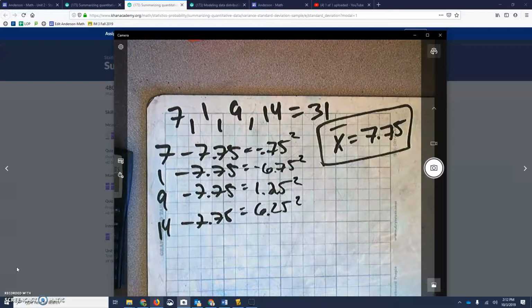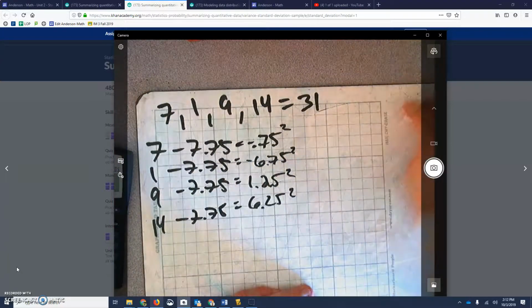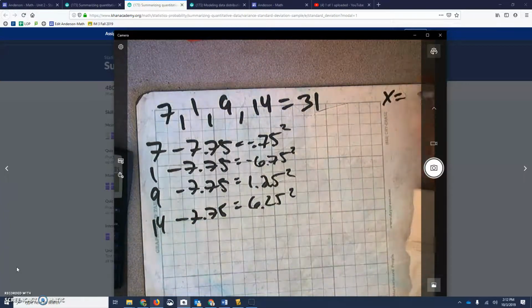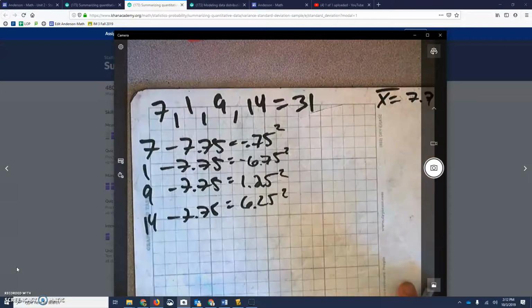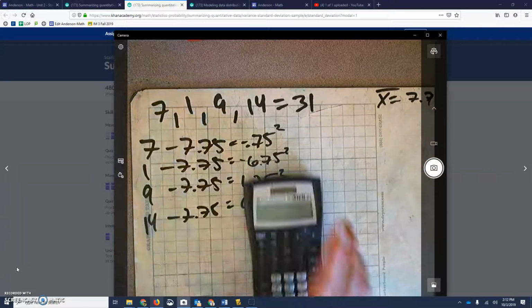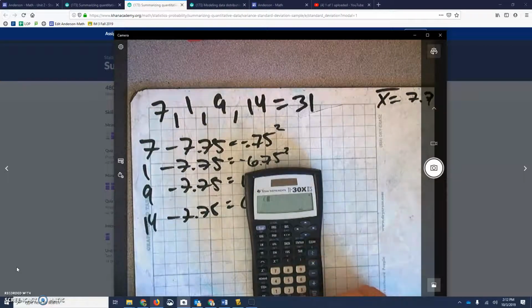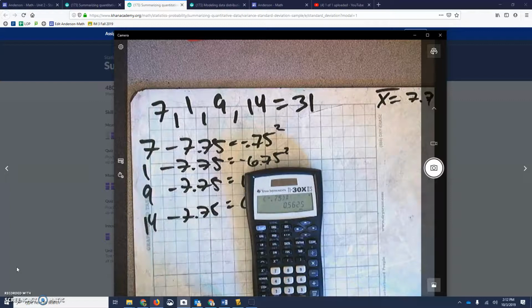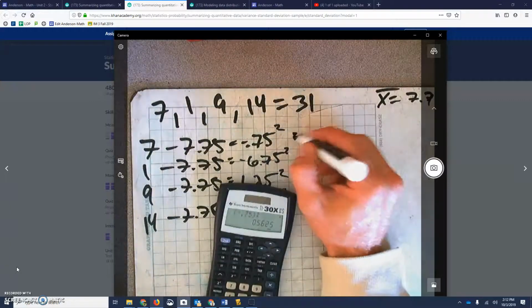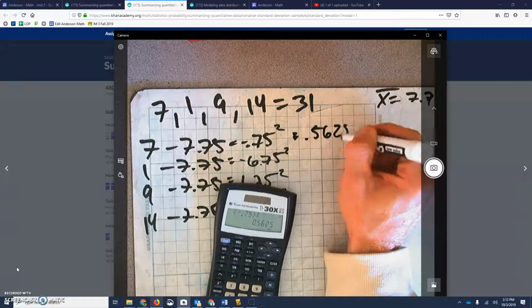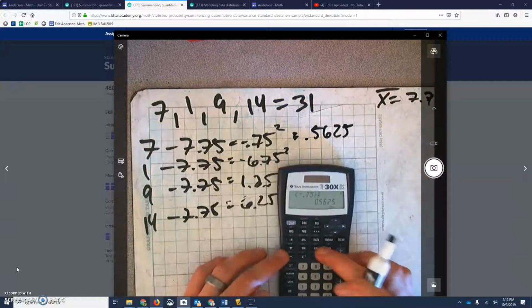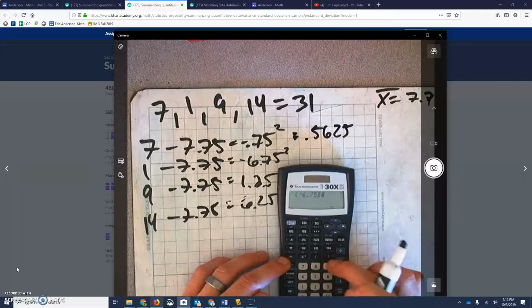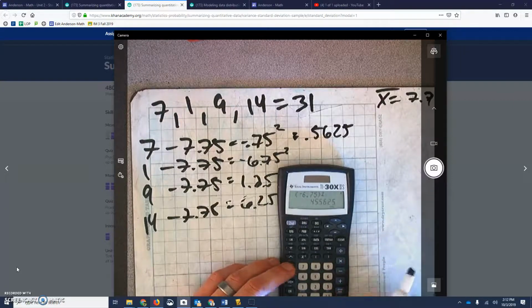I'm going to erase this 7.75 because it is in my way. So the average, 7.75, is up there, okay, so we don't forget it. All right, so we're squaring all these things, and now I guess we could use our calculator. Negative 0.75 squared is 0.5625. Negative 6.75 squared is, what is that?